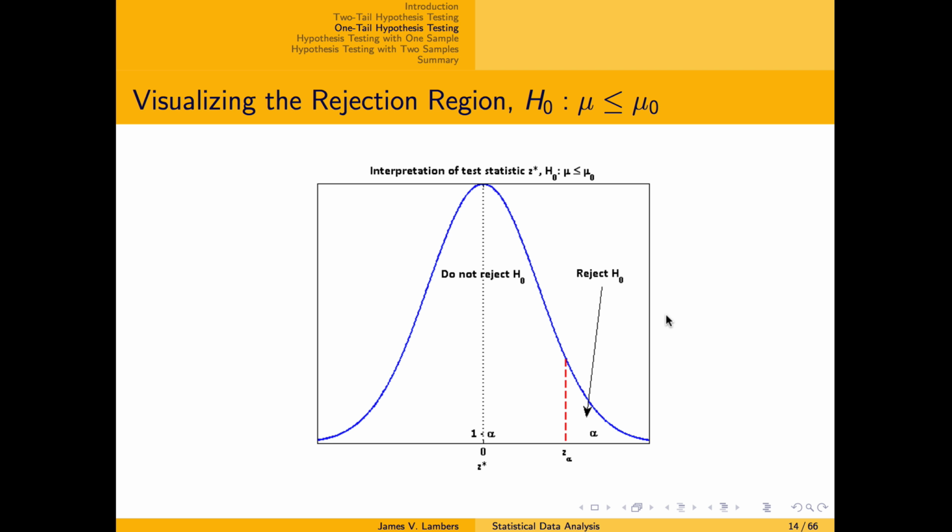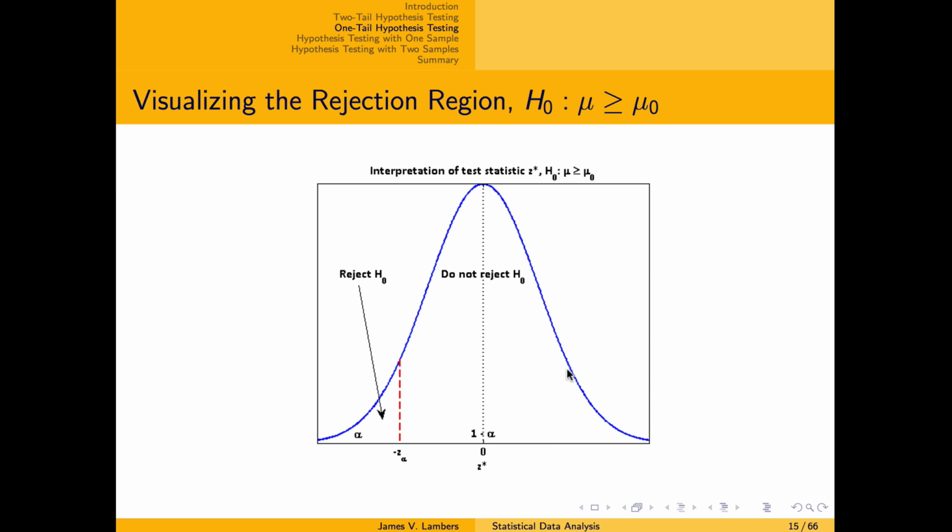The reason for this difference is best explained visually. First, suppose the null hypothesis is H0, mu less than or equal to mu0. Then, as with a two-tail test, the area of the rejection region needs to be alpha, but this time, the rejection region has only one component, rather than two. This is because we do not reject H0 if a test statistic is anywhere to the left of this line.